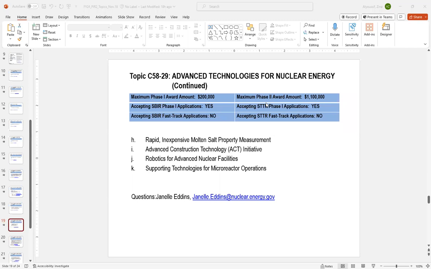And I do want to note that advanced reactors use a variety of coolants. I mentioned molten salts already, liquid metal, and helium, and they also operate at high temperatures. So any robotic system proposed would need to be able to withstand those conditions that are prototypic for advanced nuclear plants. And then topic K, the final topic in the NRIC area, is focused on developing supporting technologies for microreactor operations.